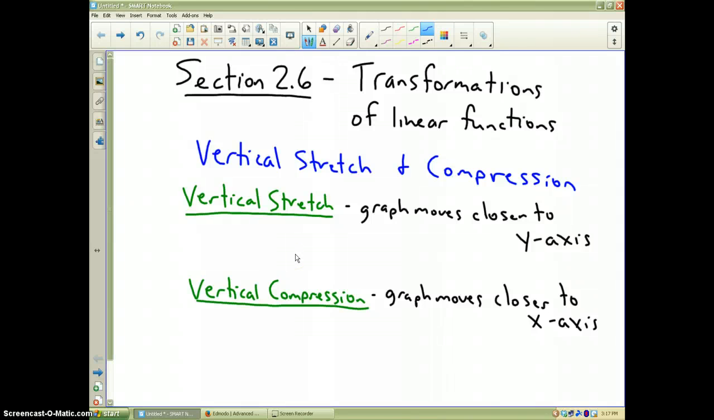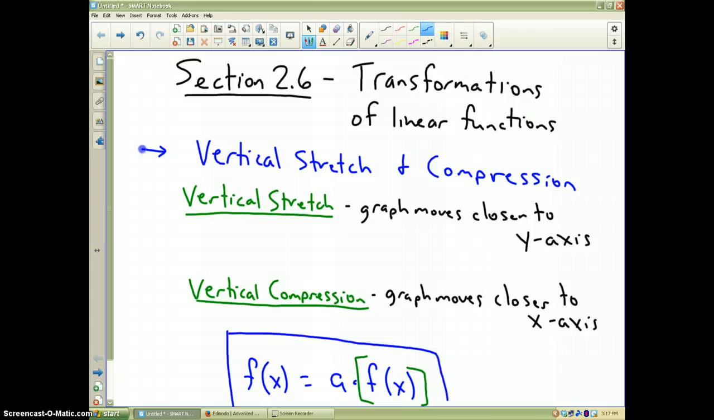The last part of section 2.6 deals with transformations of linear functions. Specifically, we're going to talk today about vertical stretch and compression. Very simply, if you want to stretch or compress a function, that means it grows or shrinks by a factor of some number. As I'm writing at the bottom, you take your original function f of x and multiply the entire function by some value a. Whatever a is, that is how you get it to stretch or compress.